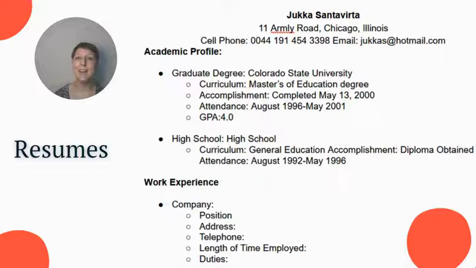Okay. After that, very clearly, we have academic profile. So we are seeing that there are bullet points to help us see the information clearly and get to where we want to go. So if we don't want to see the academic profile, we just want to skip down to work experience, it's very clear and it's in bold, so we can quickly and easily see all the information here. It includes a graduate degree, high school, and companies, including the address, telephone number, length of time employed, and the duties there.